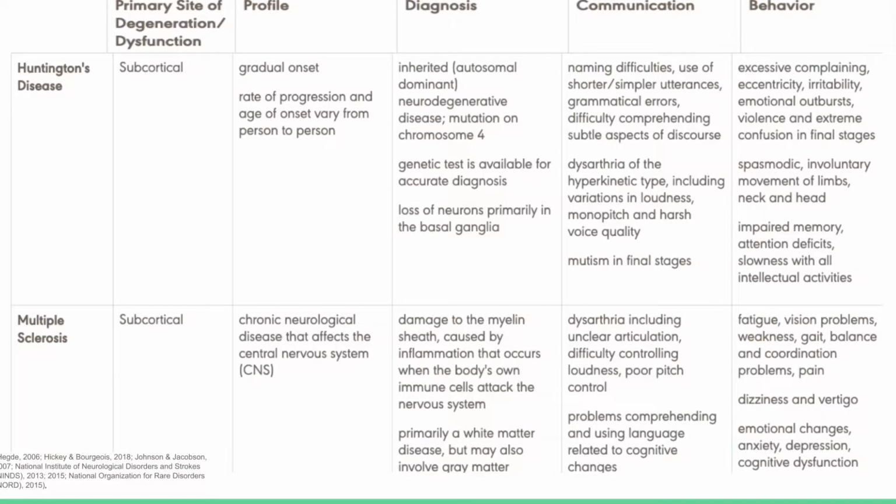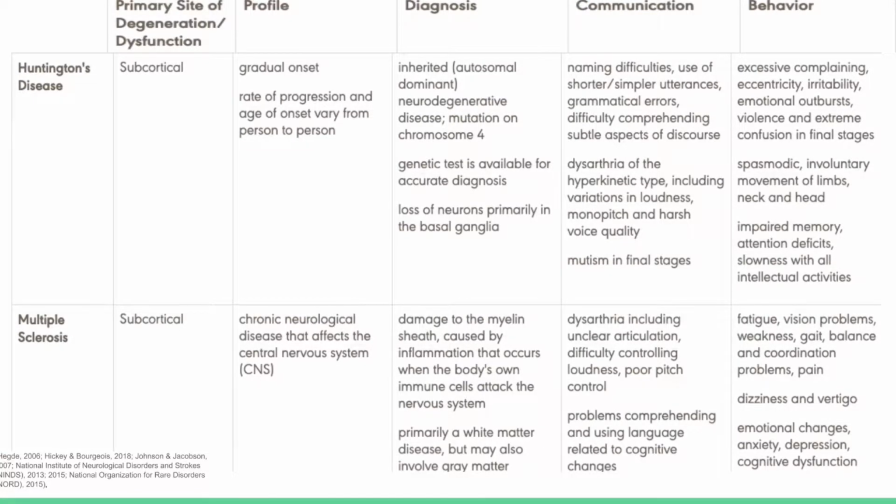The final form of subcortical dementia that we will speak about is dementia related to multiple sclerosis. Multiple sclerosis is a chronic neurological disease that affects the central nervous system.